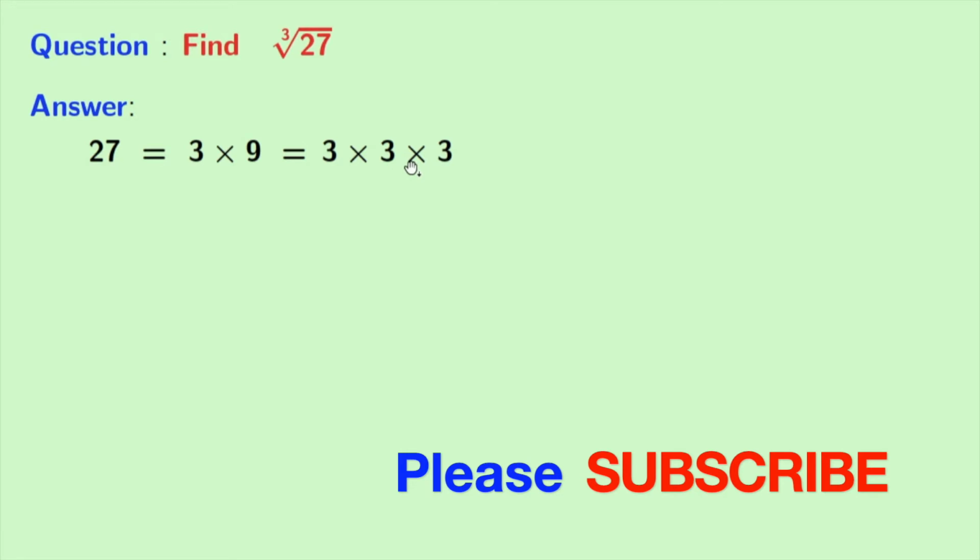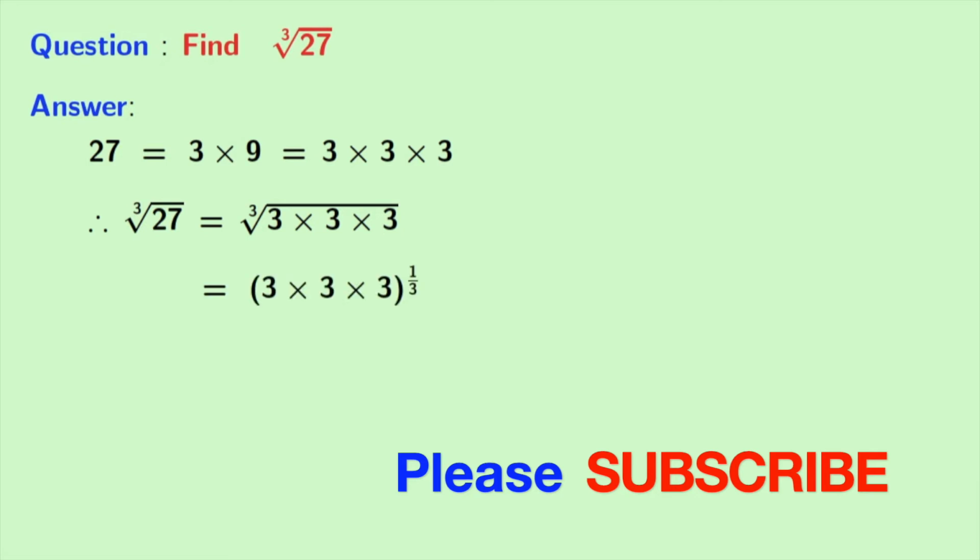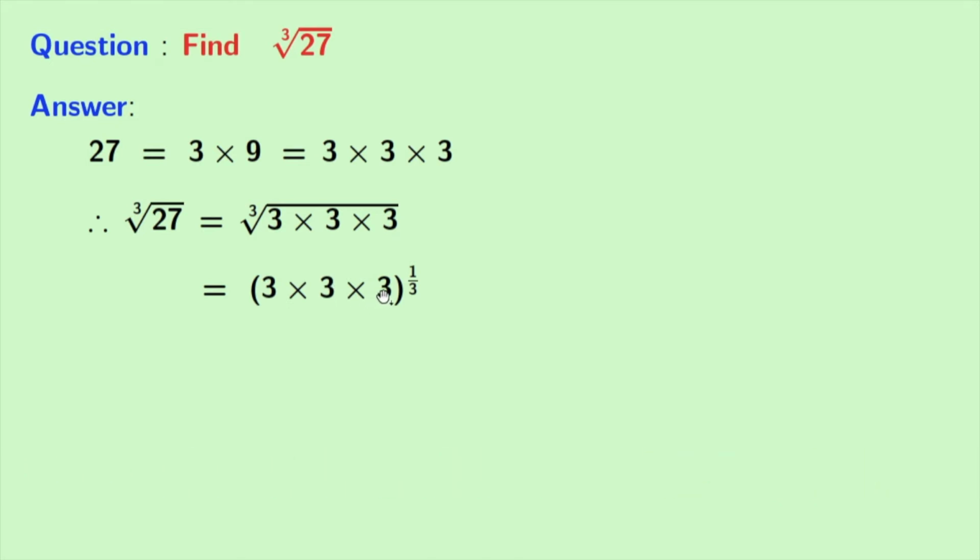Now take cube root on both sides and we have cube root of 27 is equal to cube root of 3 times 3 times 3. And now we will write it as (3 times 3 times 3) power 1 by 3, as we know that cube root can be written as power 1 by 3.